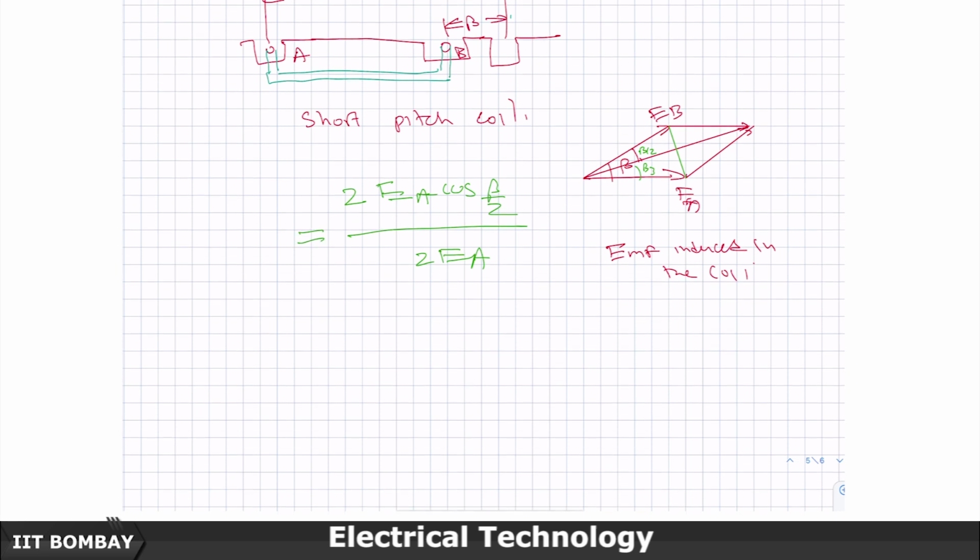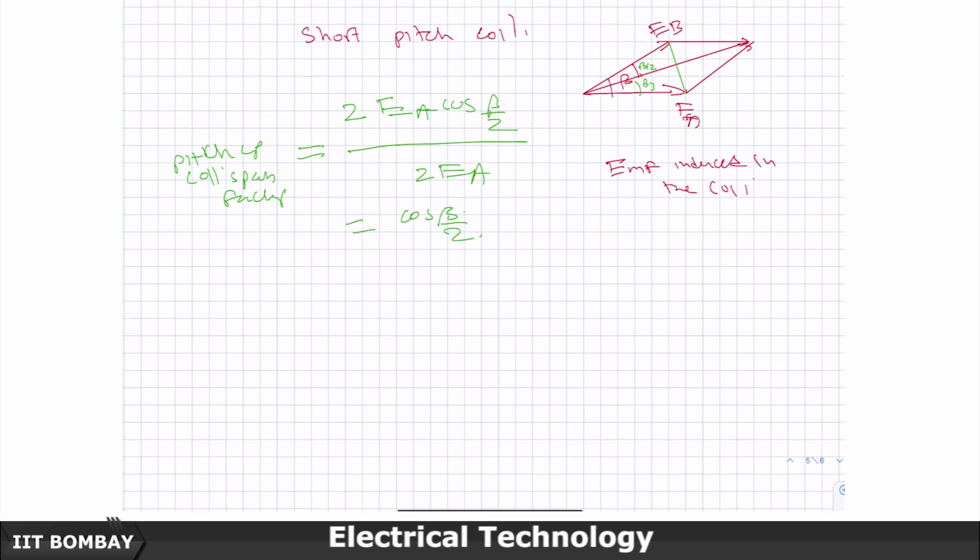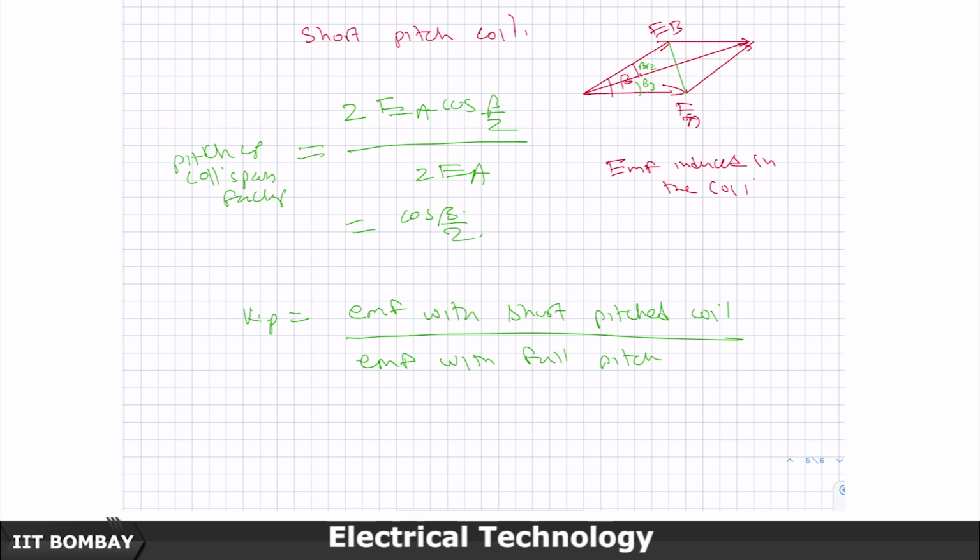So, therefore, this factor is known as the pitch or coil span factor, and it is basically cos of beta by 2. And what is that factor? This factor, also shown as Kp, is the EMF with short pitched coil divided by EMF with full pitched coil, and this is cos of beta by 2.